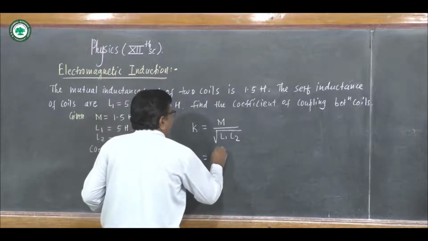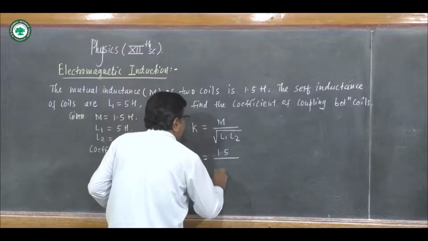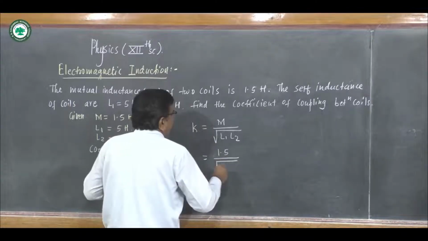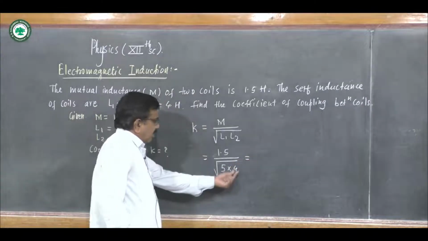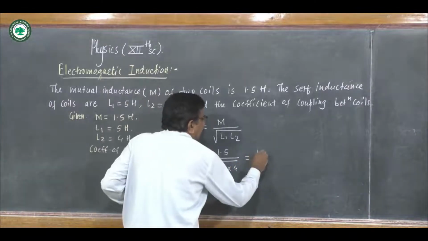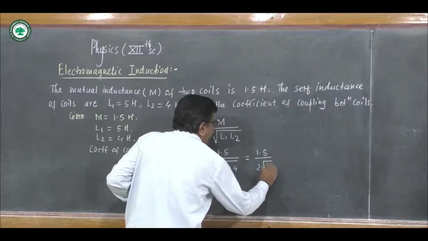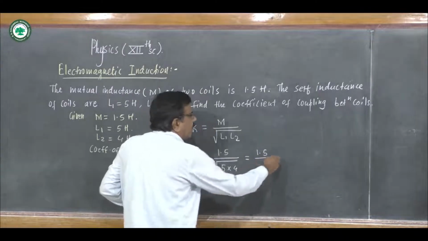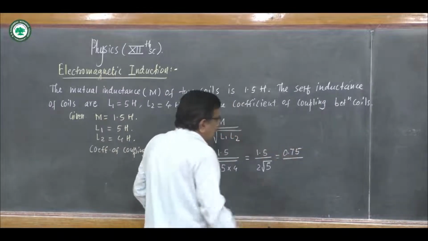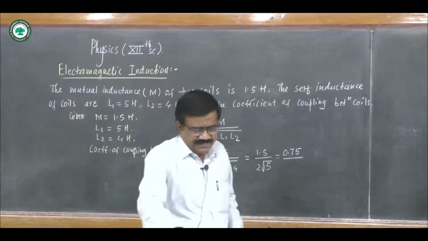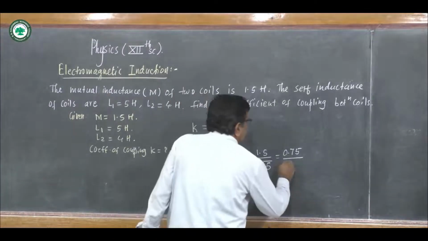M is 1.5 upon under root of 5 into 4. The square root of 4 is 2, so 1.5 upon 2 into under root of 5. 1.5 upon 2 is 0.75, and by the square root table, root 5 is 2.236.